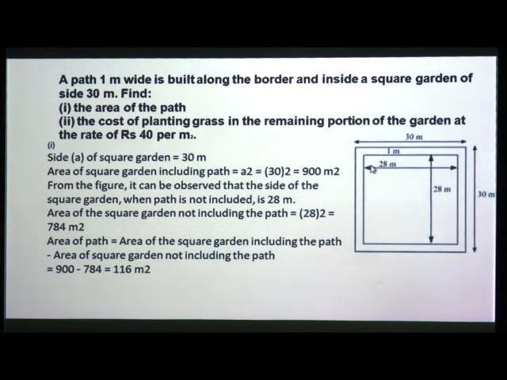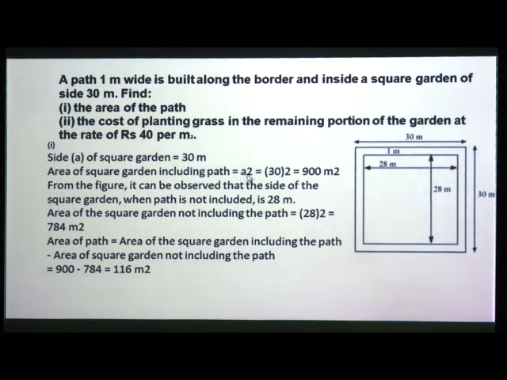So, first what we will do is list out what is given in the question. Here we consider the side A of the square garden as 30 meter. 30 meter is already given, and it is a square, which means all the sides will be equal. So, the area of the square garden including the path is A square. What is A square? It is the formula for the area of a square. The area of a square is A square, or we can say side square, or S into S.